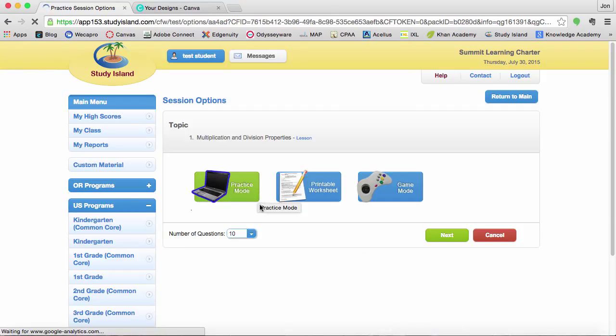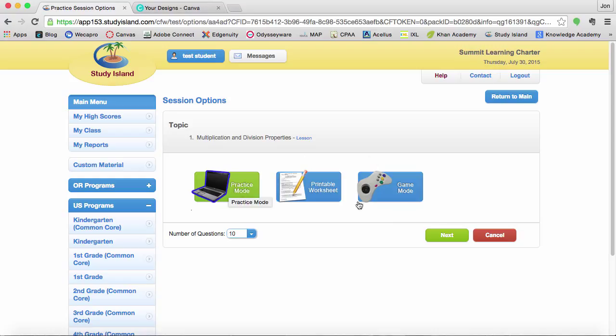So there's three different ways you can approach this. You can do practice mode, which just gives students questions and they answer them and they get feedback. You could print this out. So if you want students to practice writing and working out their math, that's definitely an option. Or you can do it in game mode, which is fun. They get a question. If they answer it right, they get to play a game. And then they get another question.